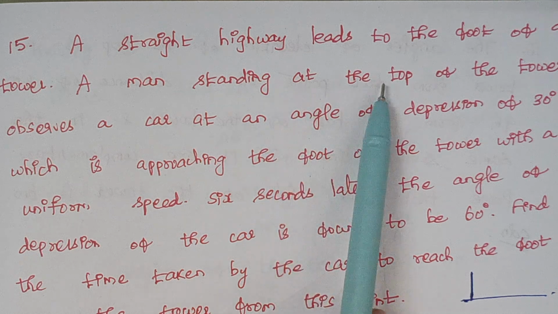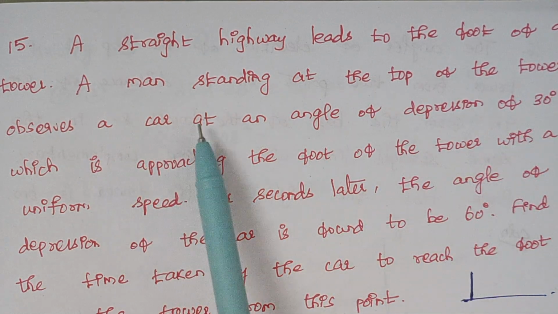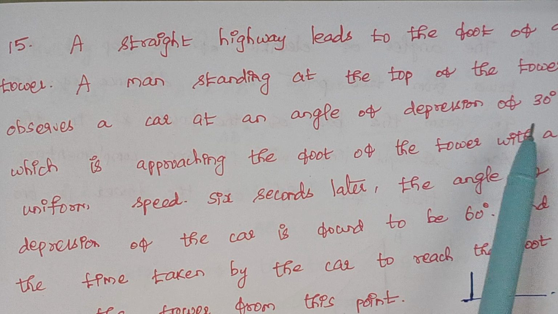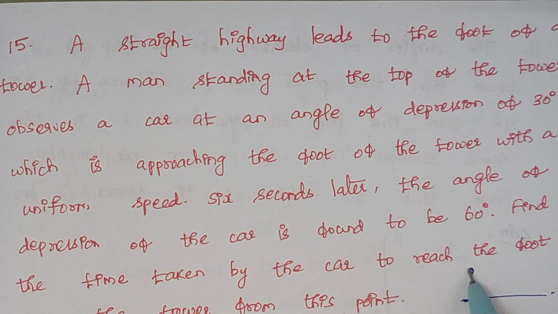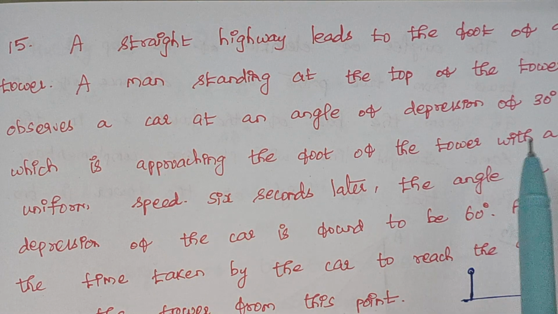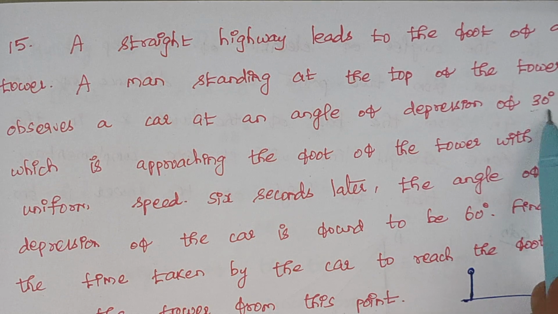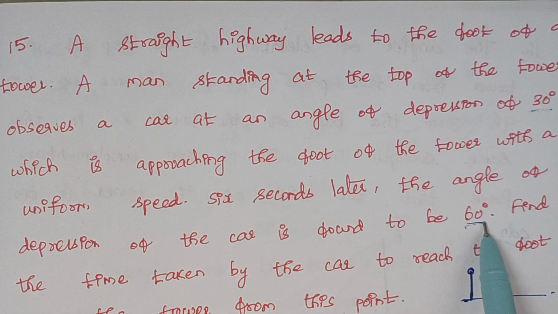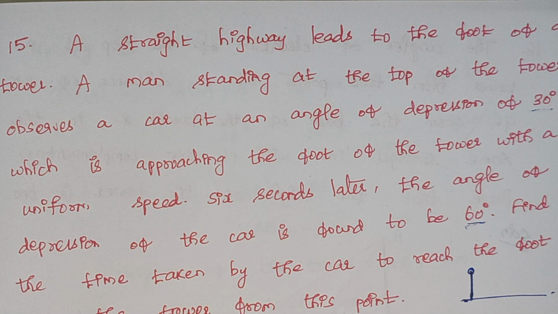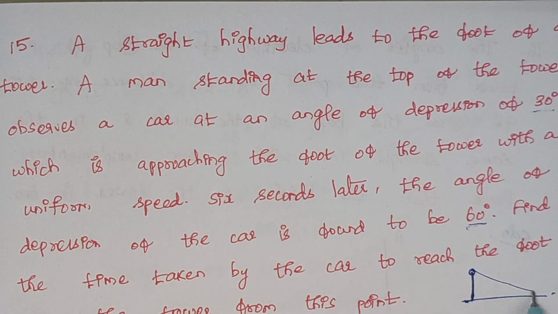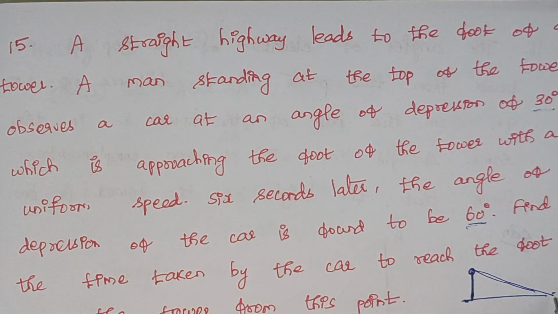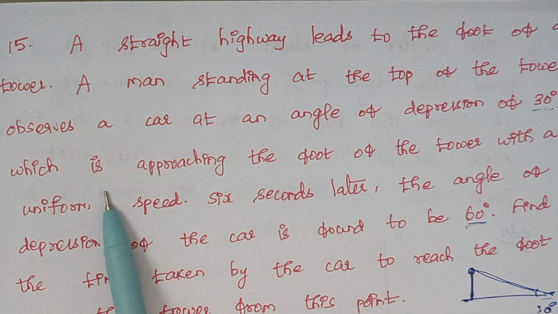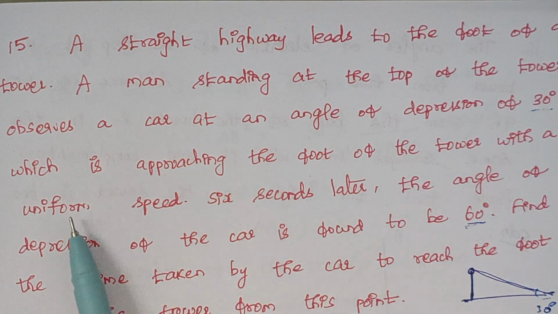A man standing at the top of the tower observes a car at an angle of depression of 30 degrees. Okay, a man is standing on the top of the tower and he is observing a car at an angle of depression of 30 degrees. Right, and the next angle of depression is 60 degrees. So what does it indirectly mean? Initially a car is at some distance from this tower and here this angle is 30 degrees. Right, which is approaching the foot of the tower with the uniform speed. Okay, the car moves with the uniform speed.